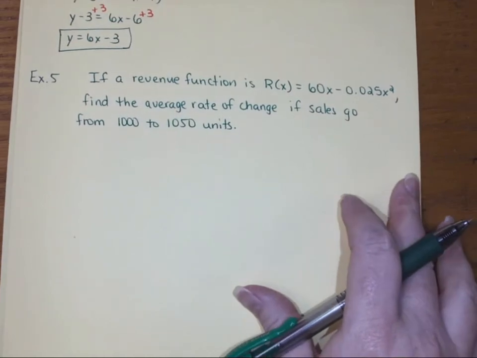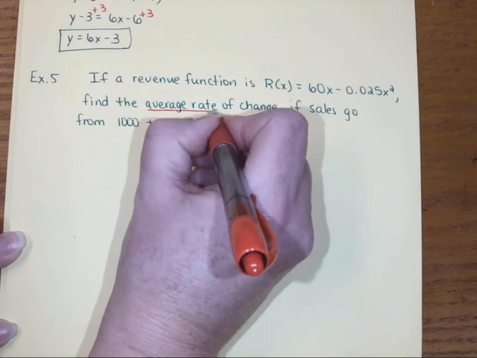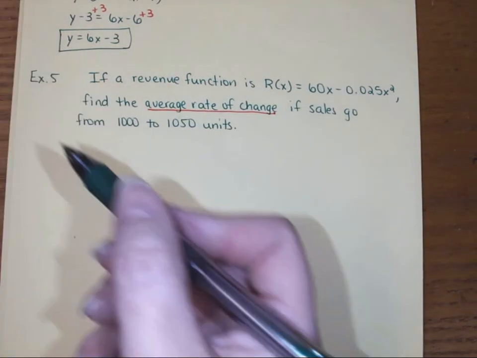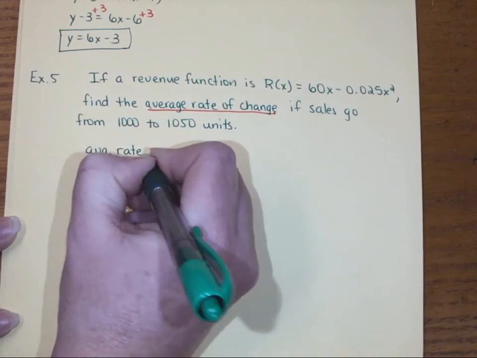Okay, by the way, that rate of change is going to be different depending on what unit numbers you're going from and to. So 1,000 to 1,050 units is a significant detail of this problem. So I'm going to underline what it's asking for. It's asking for average rate of change. Okay, so here's my formula for average rate of change.